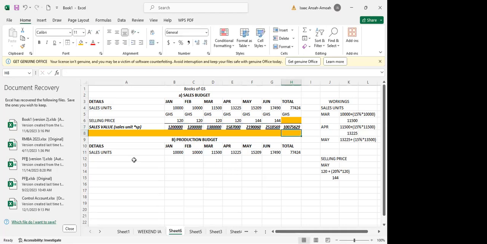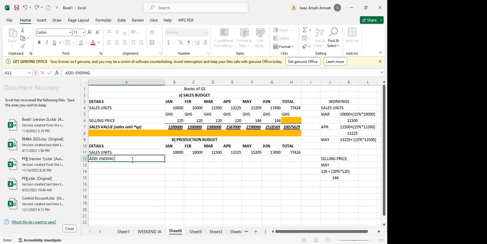All right. Okay. So from here, we add ending stock. So we're going to add ending stock to the sales unit. So we add ending stock. And I said it has a policy to deal with.